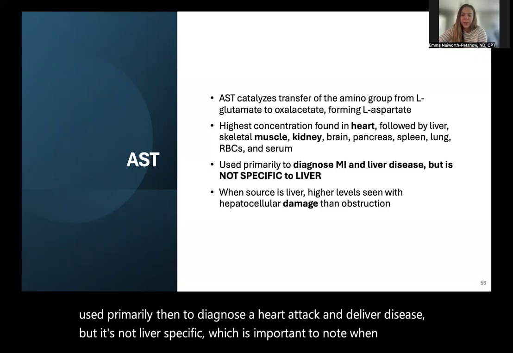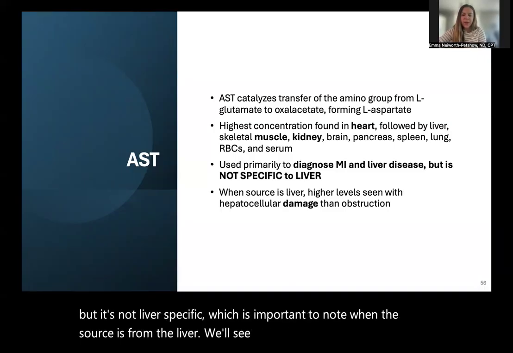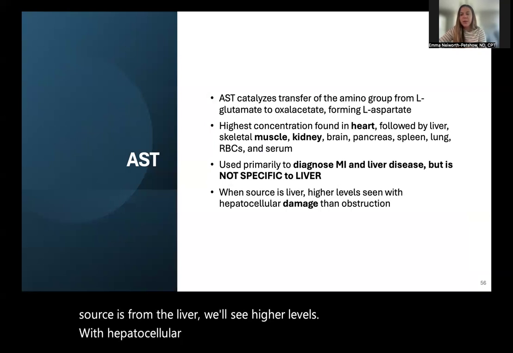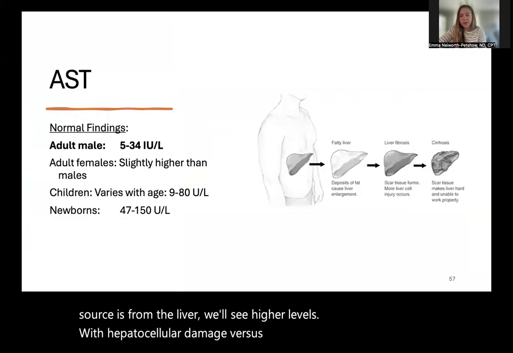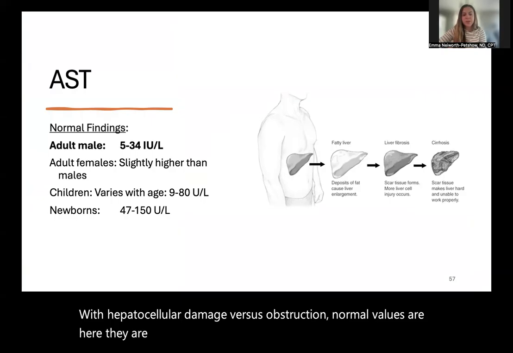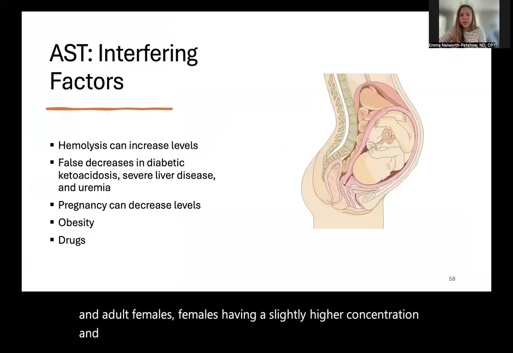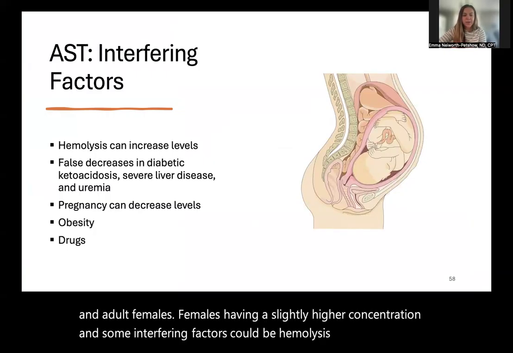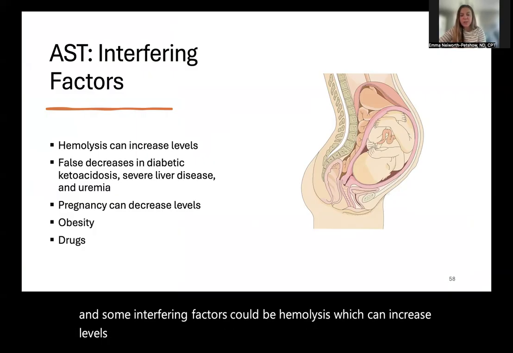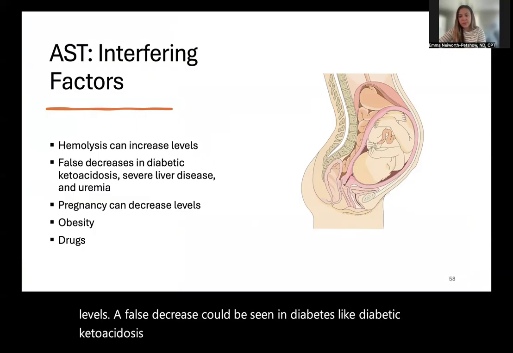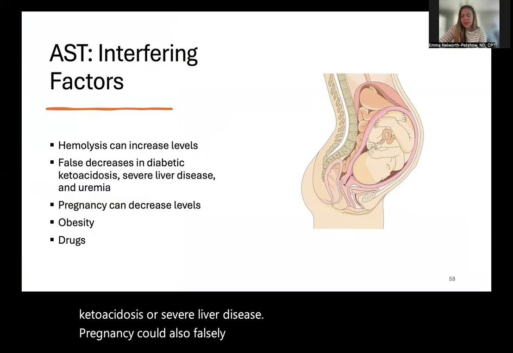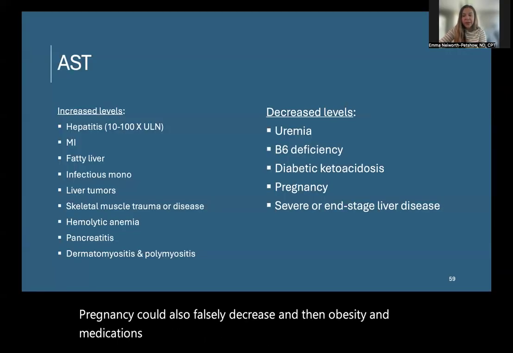When the source is the liver, we'll see higher levels with hepatocellular damage versus obstruction. Normal values are here. They are specific to gender assigned at birth, with adult females having a slightly higher concentration. Some interfering factors could be hemolysis, which can increase levels. A false decrease could be seen in diabetes, like diabetic ketoacidosis, or severe liver disease. Pregnancy could also falsely decrease, and obesity and medications could potentially vary those values as well.